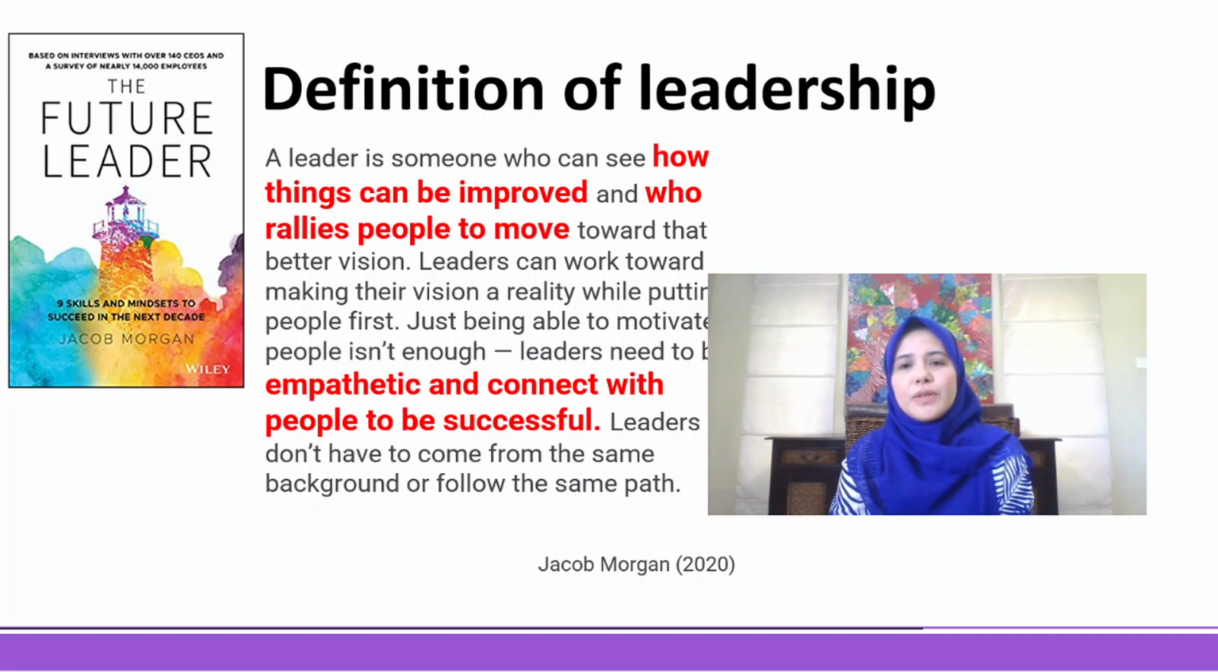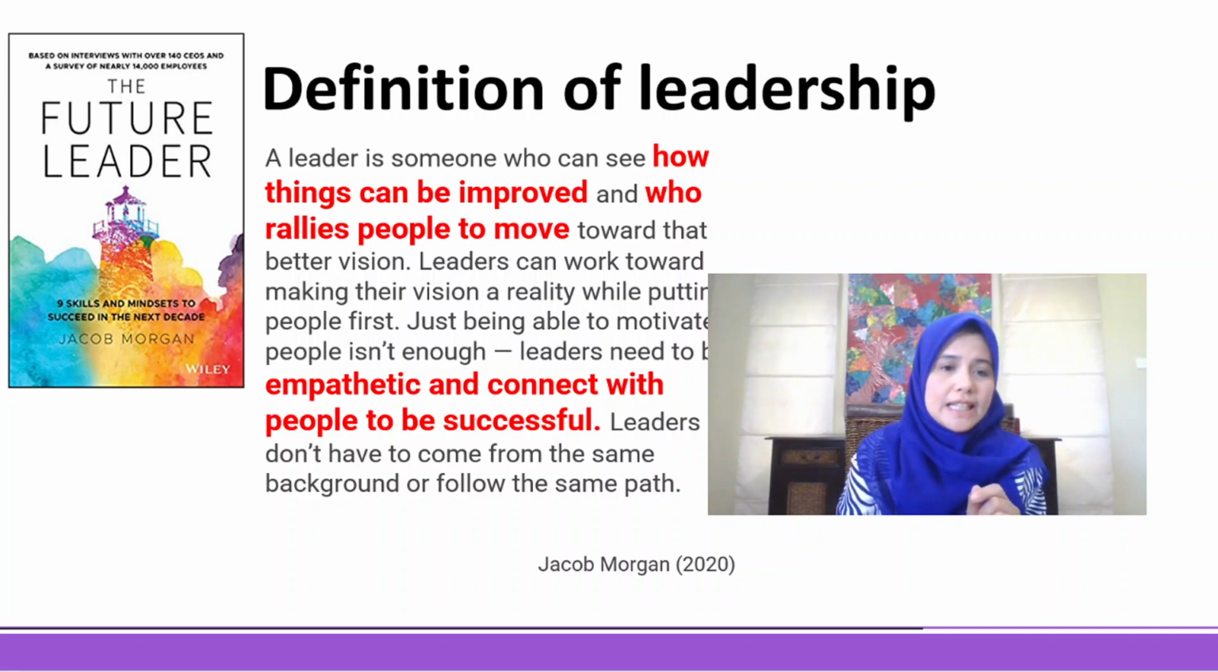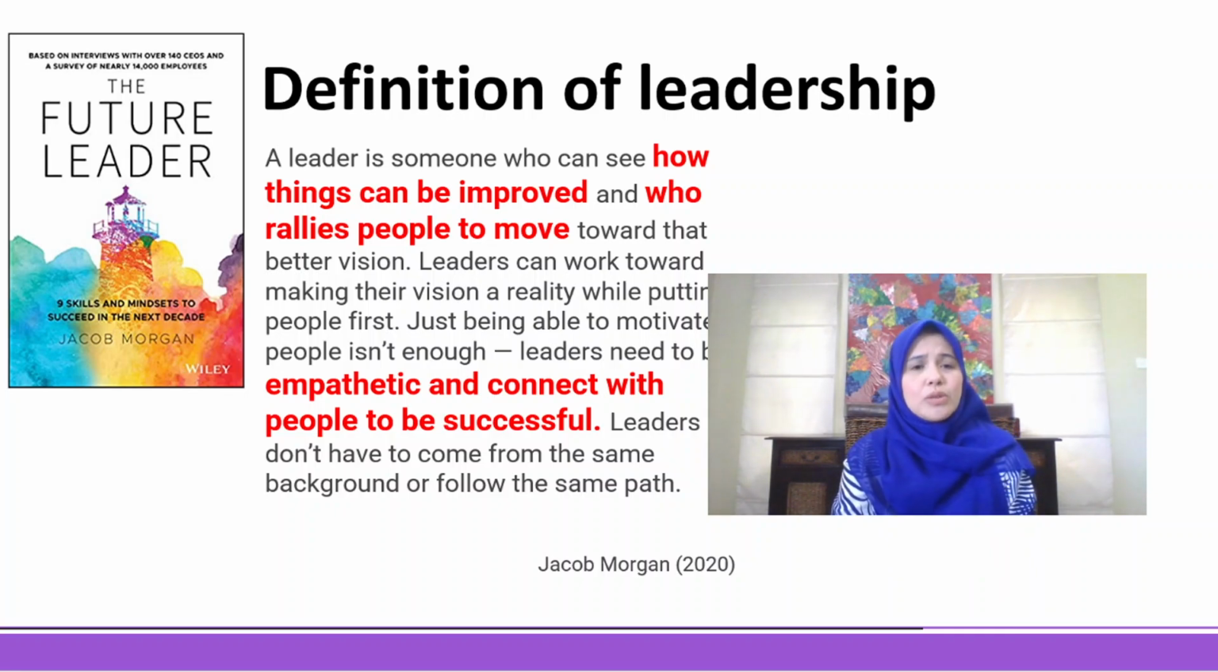Before we go to the definitions of transactional and transformational, let's just recap the definition of leadership. This is one of the latest definitions, from Jacob Morgan 2020, in his book on the future leader, published in 2020. He said a leader is someone who can see how things can be improved. In other words, it's not just about preserving the status quo, but to change to make things better.